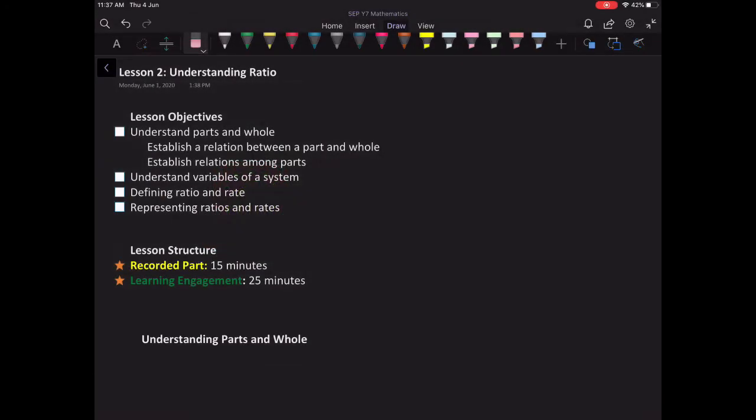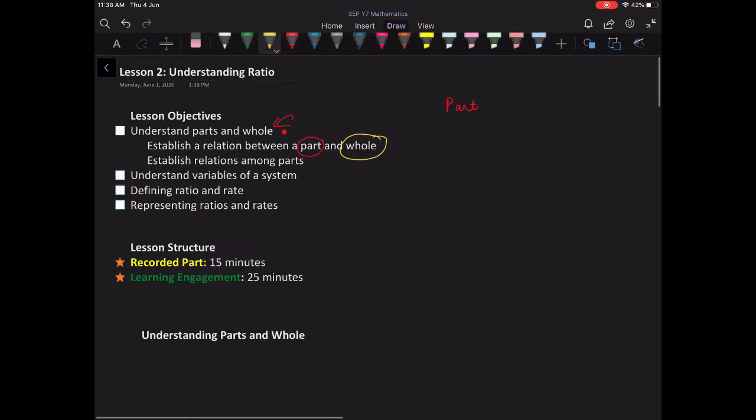Welcome to lesson number 2, Understanding Ratios. Before we begin, let us briefly go through our objectives. We have to understand parts and whole. We also have to establish a relation between them.